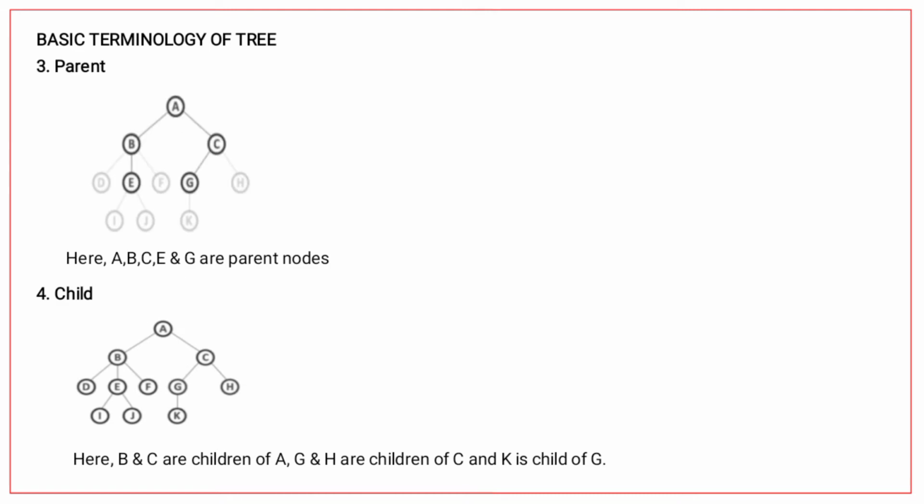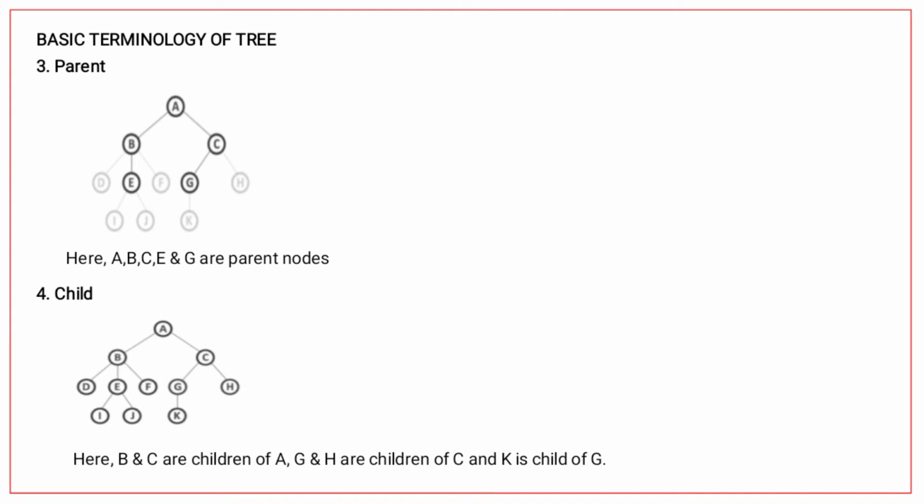Next, parent. In a tree, the node which has a child or children is called a parent node. It can also be defined as a node which is a predecessor of any other node. See the figure. Here A, B, C, E and G are parent nodes.